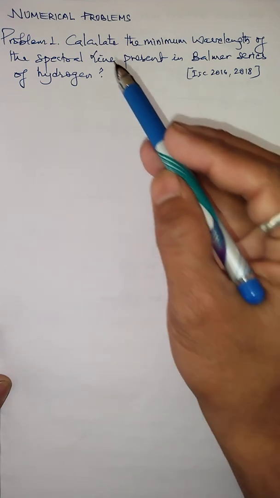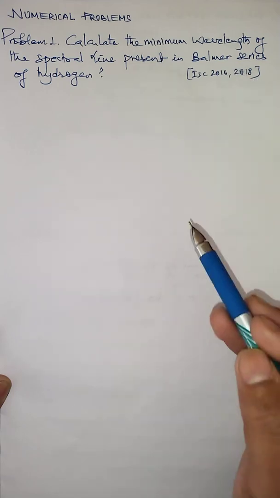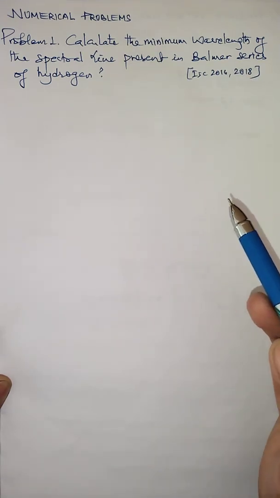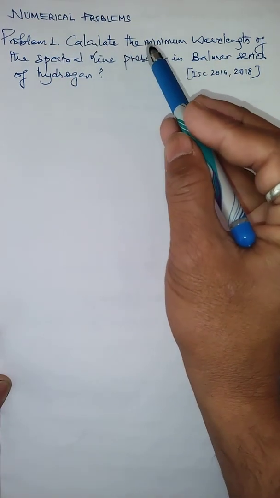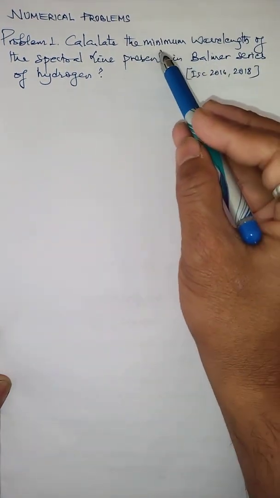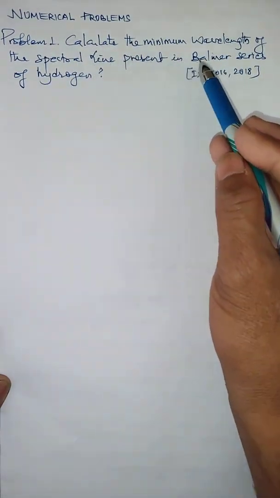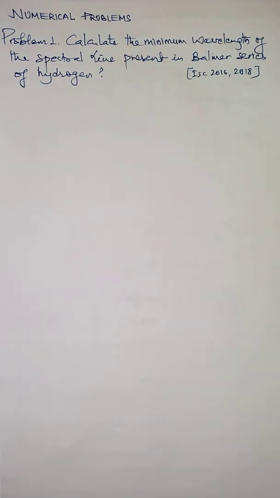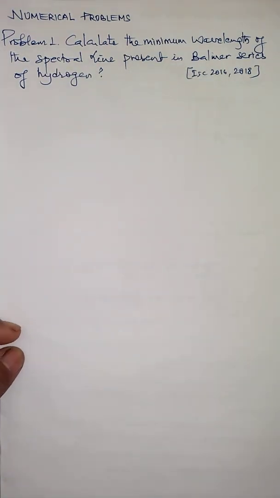Problem number 1 came in IRC 2016 and 2018, an important numerical, and it is based on the emission of radiation in the hydrogen atom, or hydrogen spectrum. The question says: calculate the minimum wavelength. Minimum wavelength is also called short wavelength or shortest wavelength, of the spectral line present in the Balmer series of hydrogen spectrum.